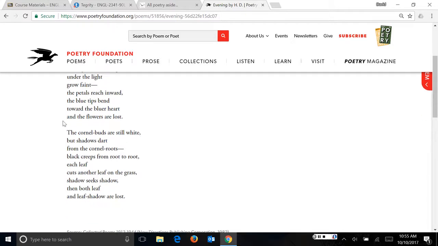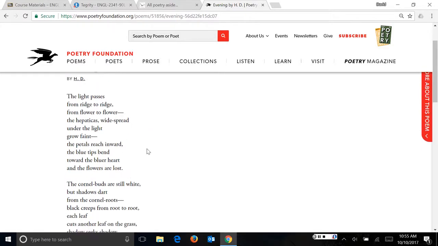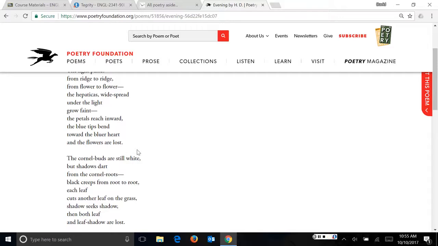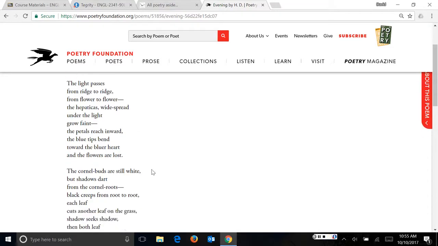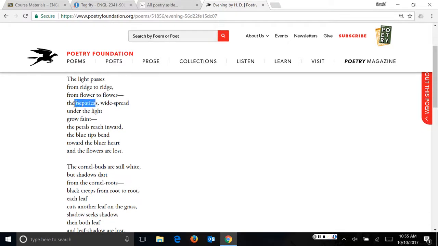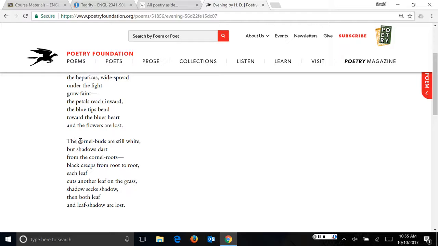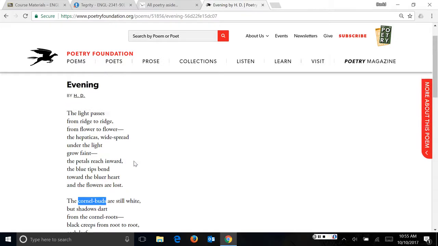Same thing with the stanza break. The stanza doesn't really seem to do anything other than the fact that she's focusing on two different flowers, right? Here she's talking about hepaticas, and here she's talking about cornel buds, right? That's about the only difference. Her determination of separating stanzas is based just on the content itself.